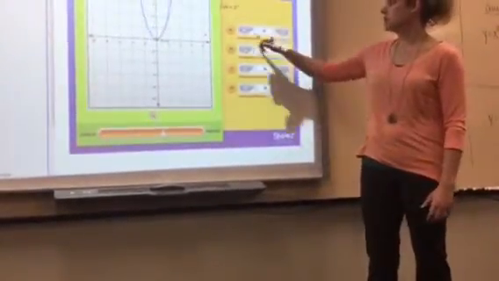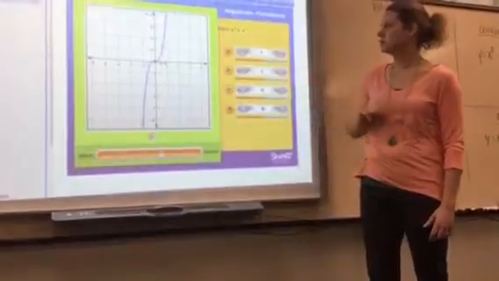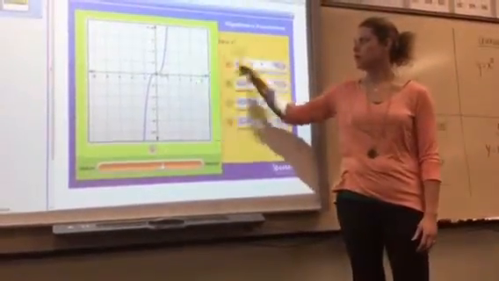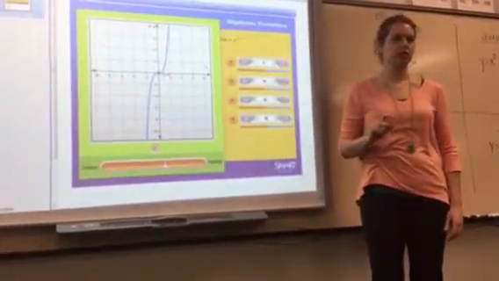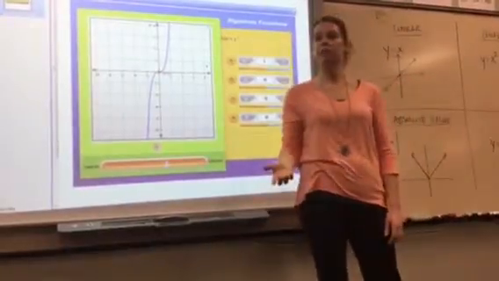Do you think that's going to be the same if we had a cubic? Okay, watch it. I'm going to put a 2 in front of the x cubed. What are you going to predict is going to happen? What are we predicting?